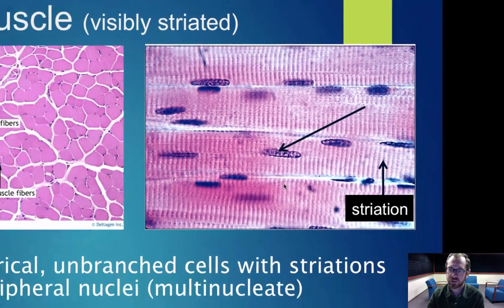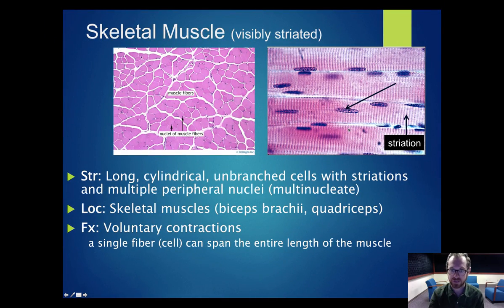Now, the striations are basically, we'll go into more detail on this in a minute, but striations are basically the lines that separate sarcomeres. And sarcomeres are the functional units of muscles that are actually going to shorten with contraction.